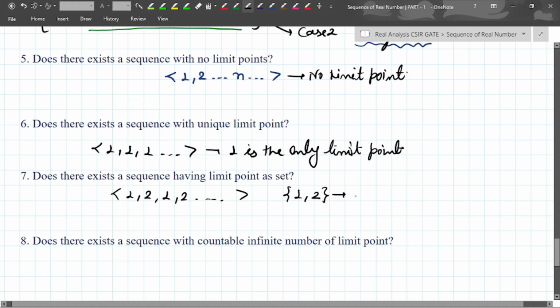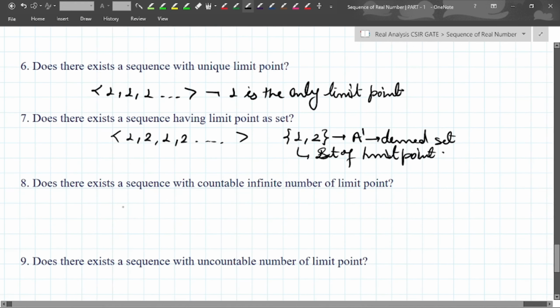The set of limit points is known as the derived set. This is called the derived set, the set of limit points. Does there exist a sequence with countably infinite number of limit points? Yes, countably infinite.